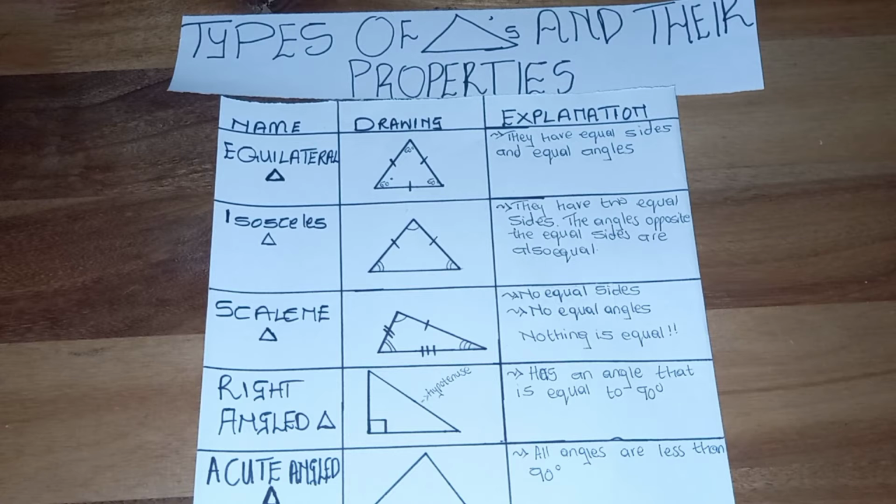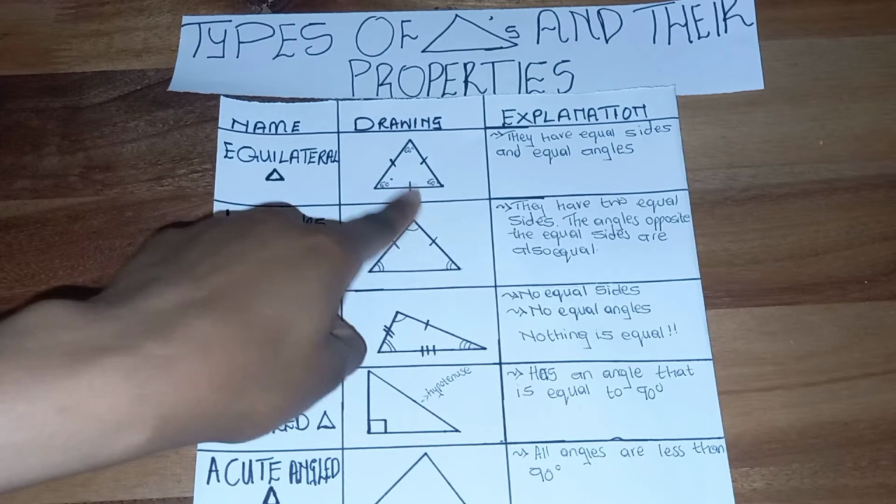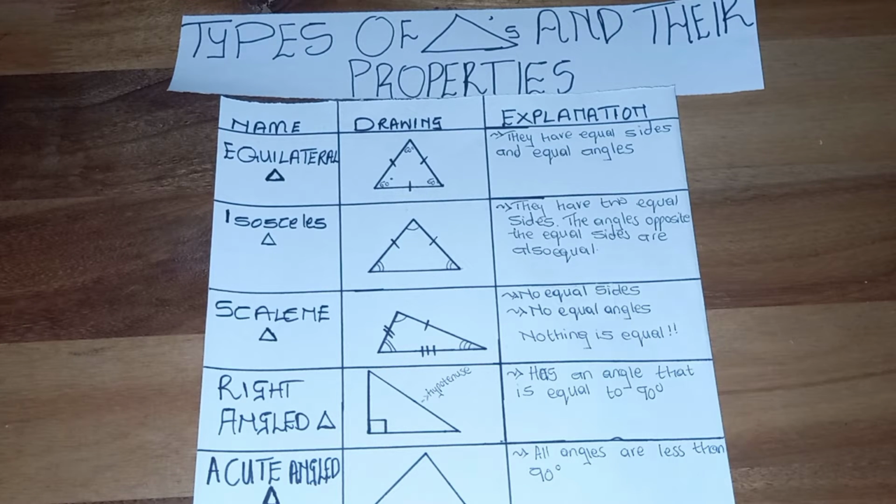The first type of triangle we have is an equilateral triangle. Think of it as the word equi comes from equal. In this triangle, everything is equal, from the sides to the angles. First thing you have to know is that the sum of interior angles in a triangle adds up to 180 degrees.